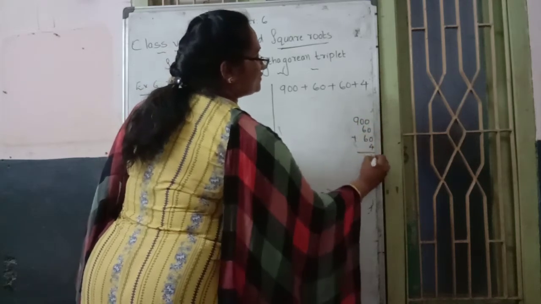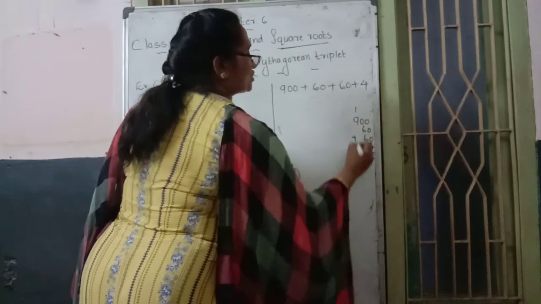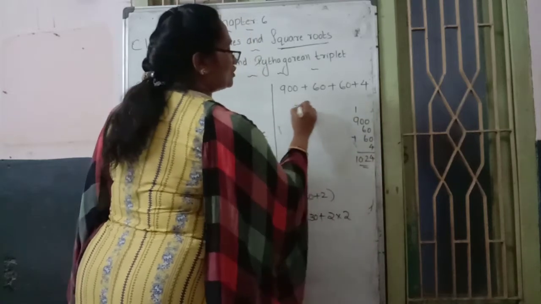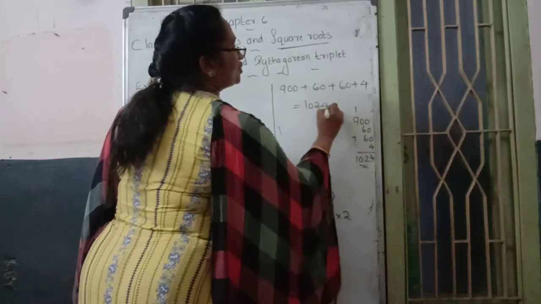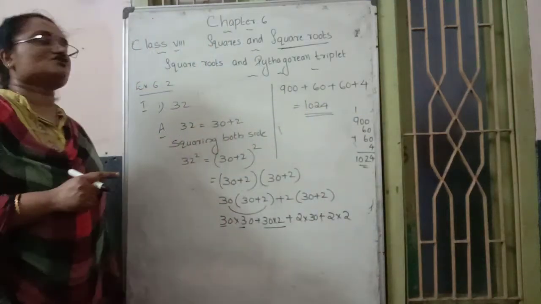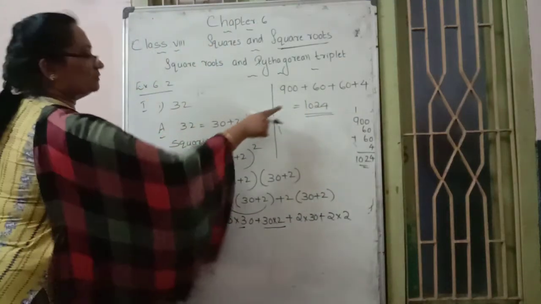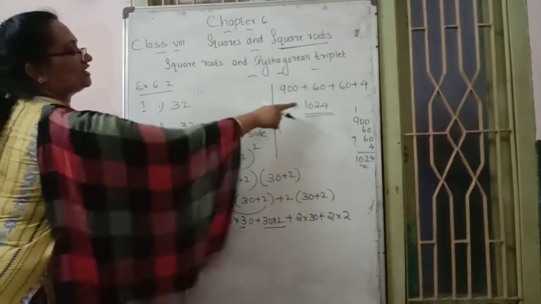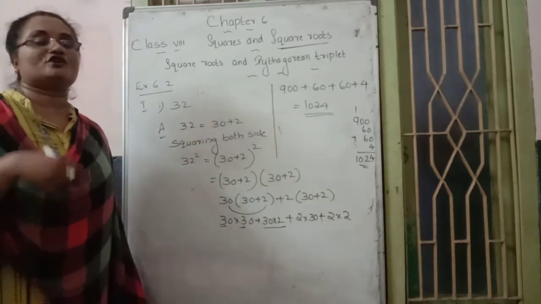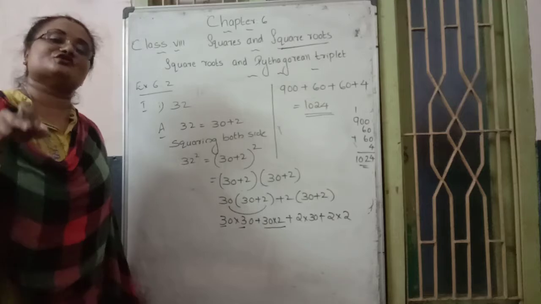All these numbers, add column-wise from the right-hand side: 900 plus 60 plus 60 plus 4. Adding, 4. 6 plus 6 is 12. So the answer becomes how much? 1024 is the final answer, and the square of 32 becomes 1024. Don't waste your time on 32 into 32.